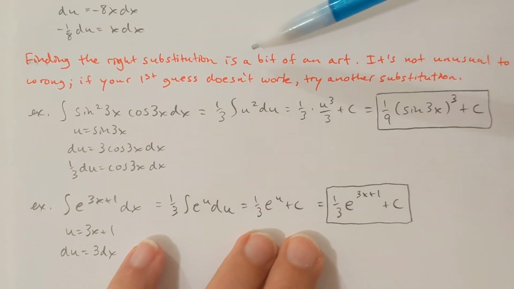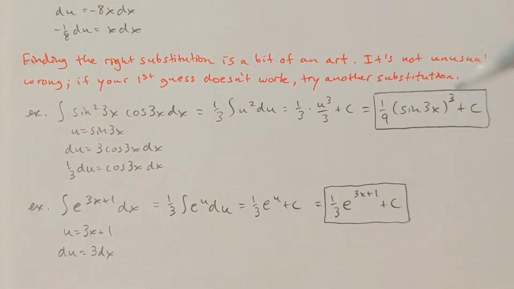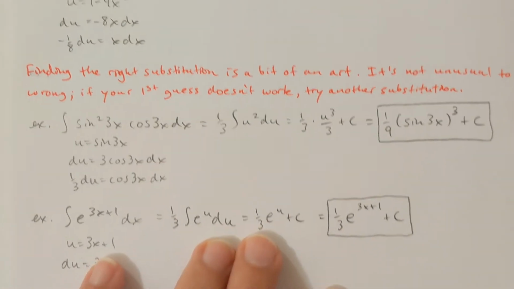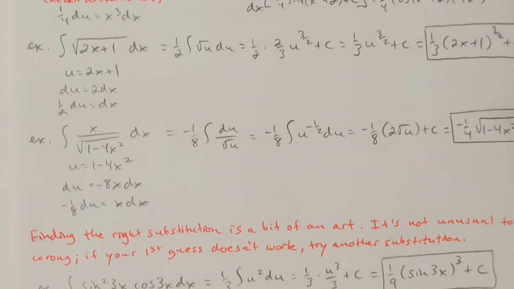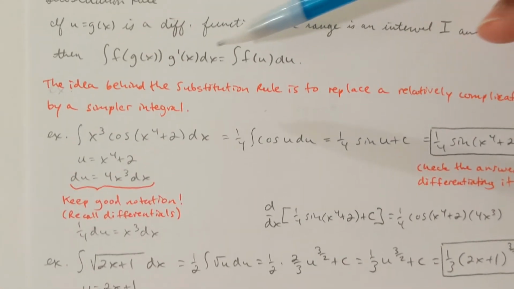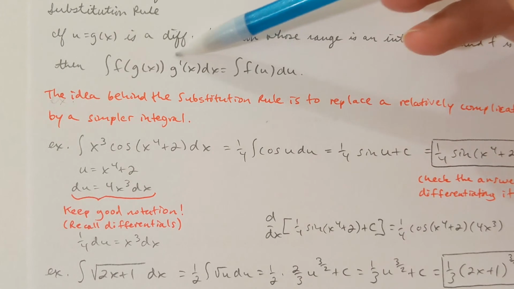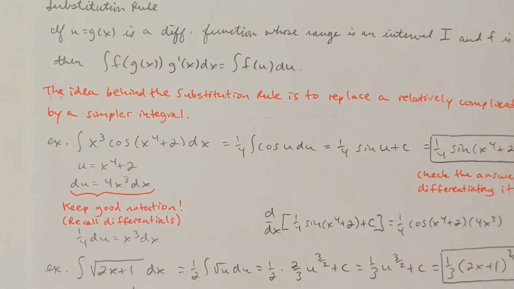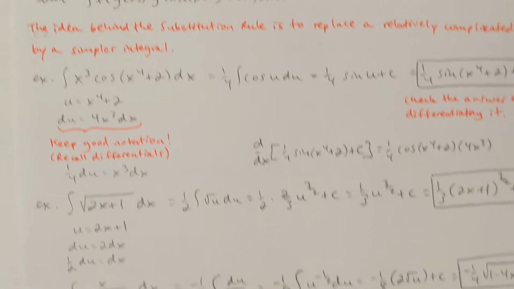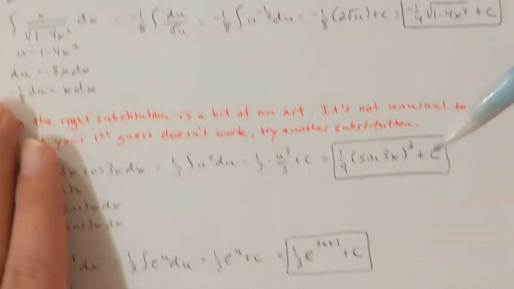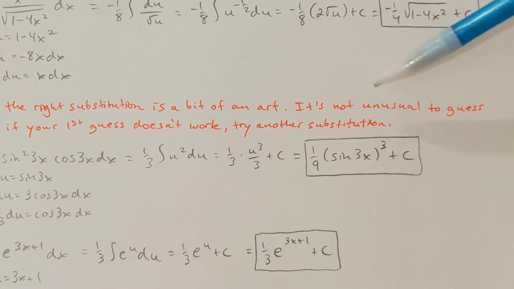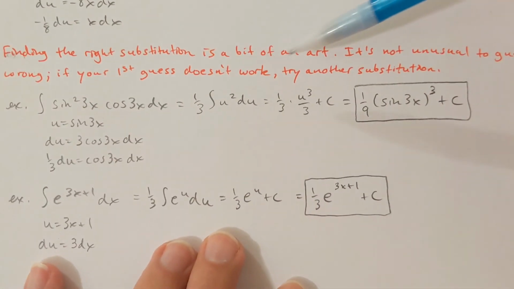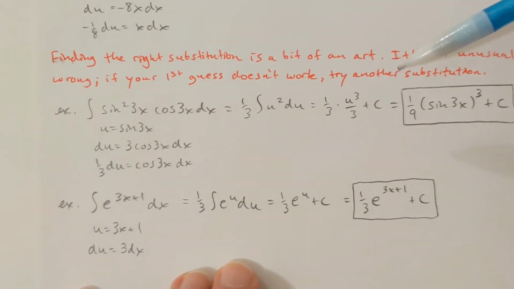Finding the right substitution is a bit of an art. There's going to be sometimes guessing and checking, but it's a good idea to know our derivatives. I'm looking for a function g of x whose derivative is also part of the integrand. I have to know my rules for differentiation, at least the basics. But it is a bit of an art, and it's not unusual to guess wrong initially. If your first guess does not work, then try another substitution.